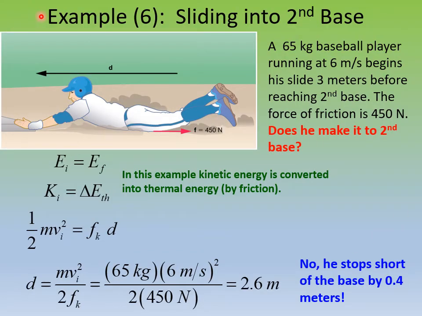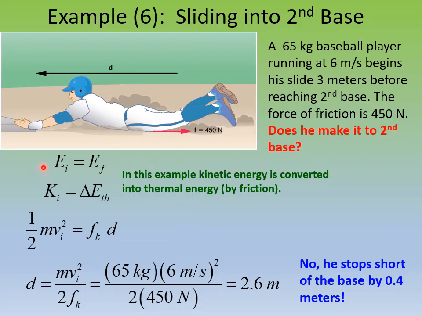For our sixth example, let's take a look at one that includes friction. So this one is about a baseball player that's going to slide into second base. A 65 kilogram baseball player running at 6 meters per second begins his slide 3 meters before reaching second base. The force of friction is 450 newtons. Does he make it to second base?